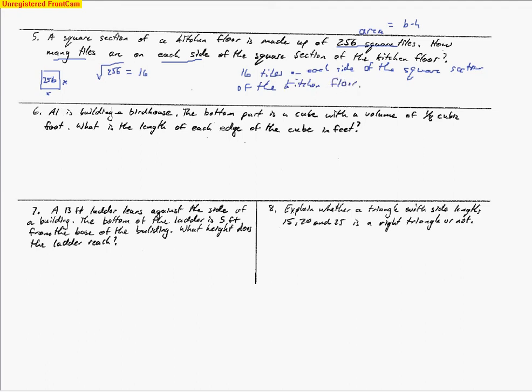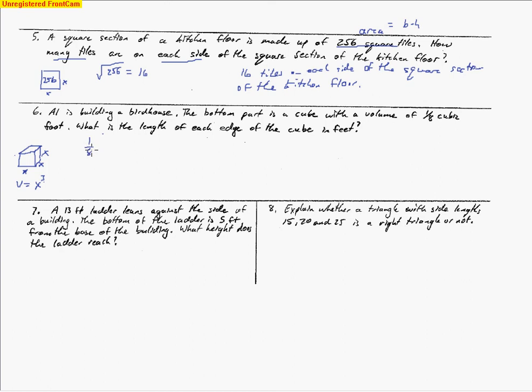So Al is building a birdhouse, and the bottom of the birdhouse is a cube with a volume of 1/8 cubic feet. And so what is the length of each side of the cube? So a cube looks like this, a three-dimensional drawing of one, and what's interesting about a cube is that all sides are the same. So this side's x, this side's x, and this is x. And if I wanted to find the volume, I'm going to take the length of the side and cube it. I'm going to multiply it by itself because they're all the same.